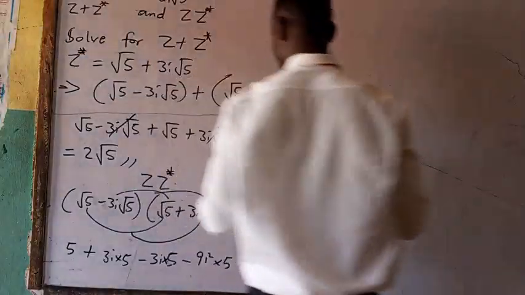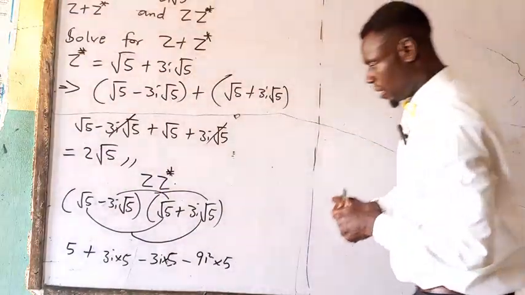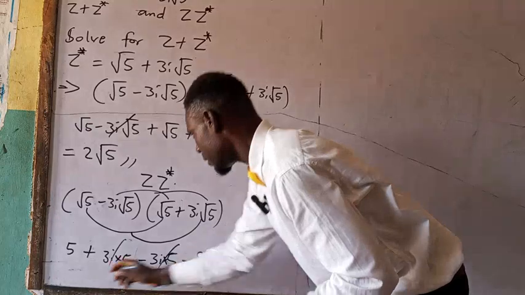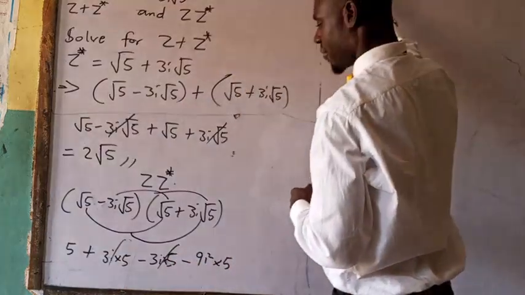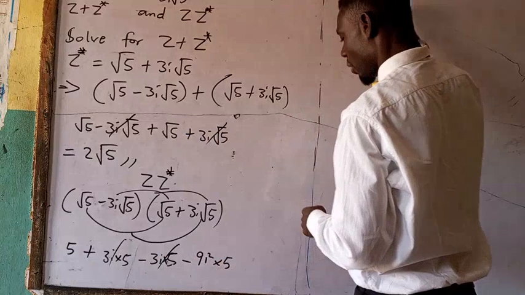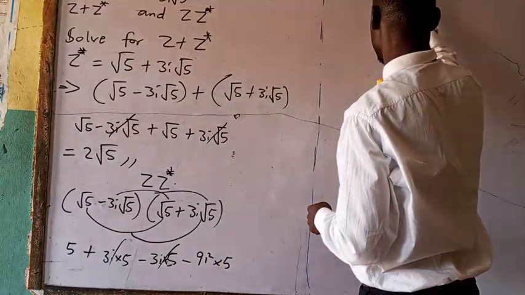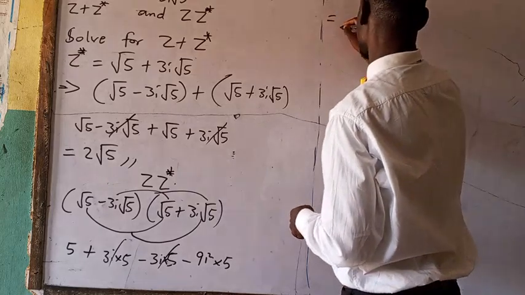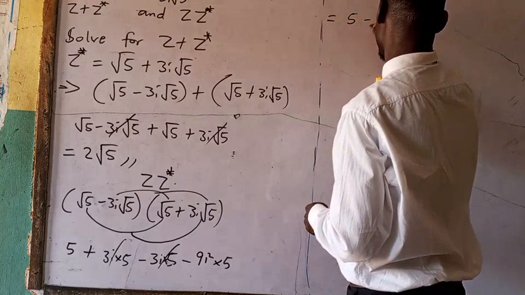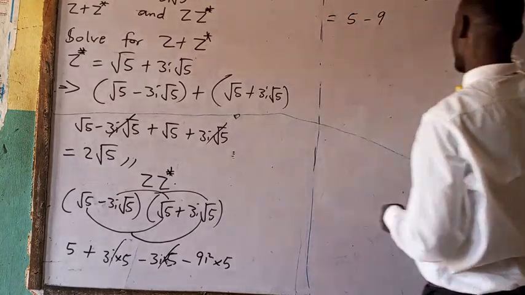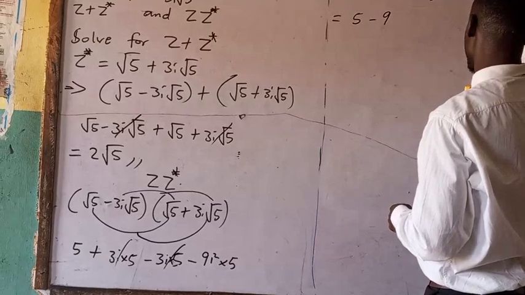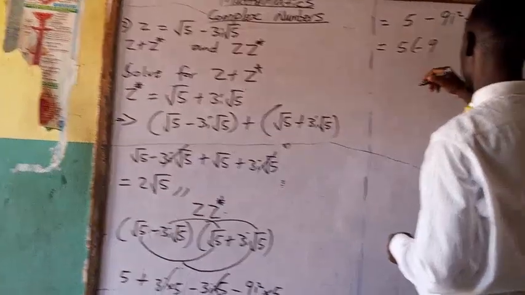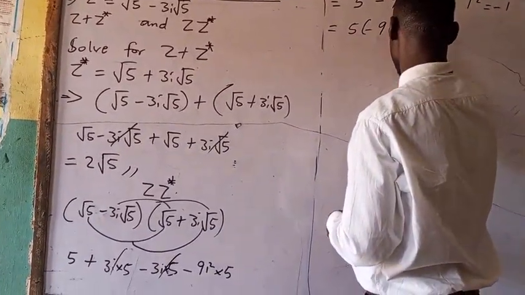So let's come to this other part. If you check very well, these two will cancel each other. This will cancel this. You will now have 5 minus 9i squared times 5, which will give us 5 minus 9. Remember, i squared is the same thing as minus 1, and this minus here is in front of this. So you have minus 1.